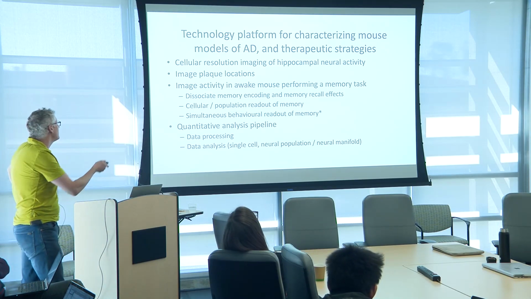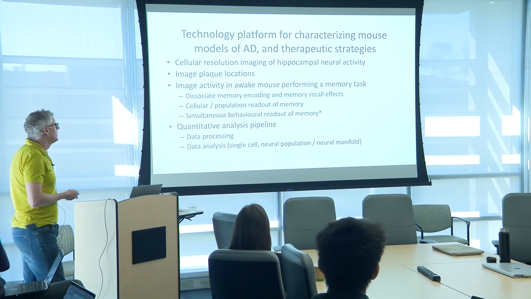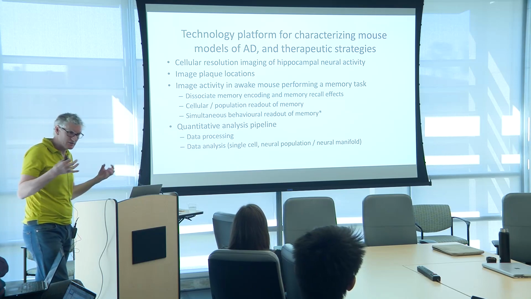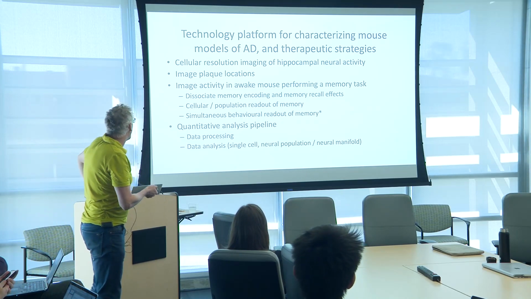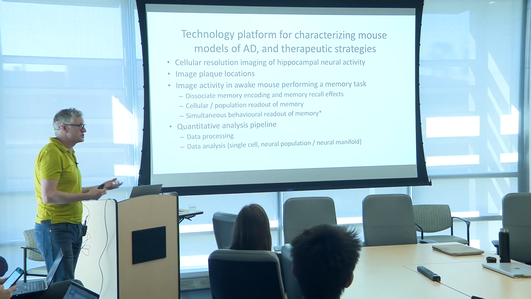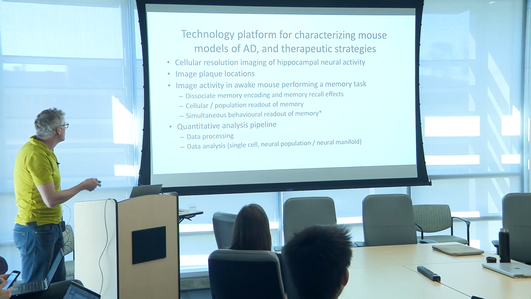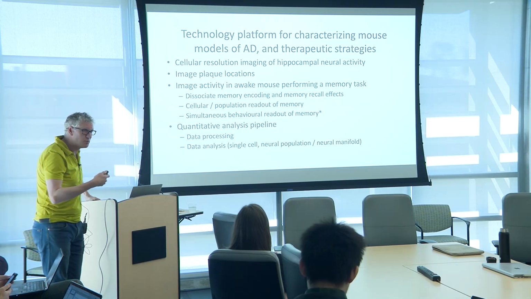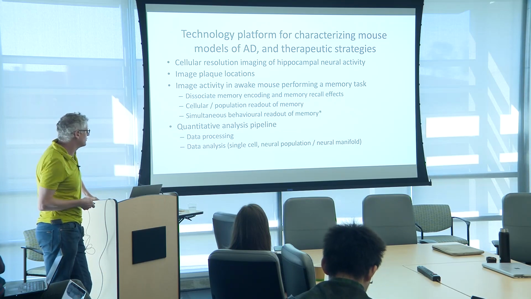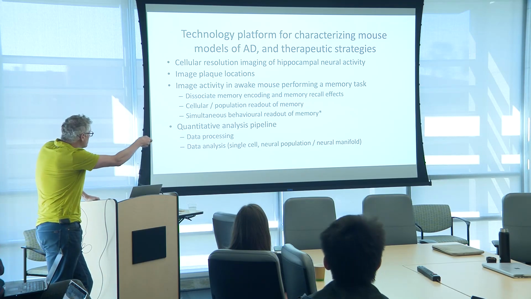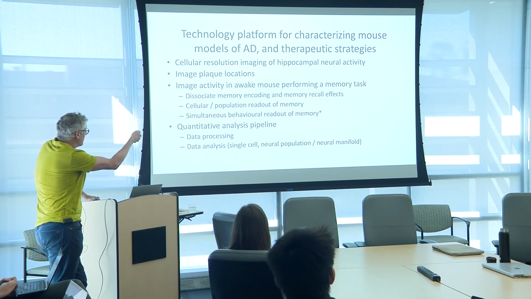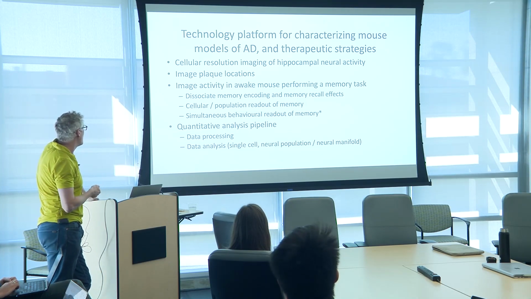We need, in my view, cellular resolution imaging of neural activity, including in the hippocampus, which has the inconvenient thing of being deep, to be able to image plaque locations as well as functional signals in cells, and to do this in an awake mouse while it's performing a memory task. That's fairly important, and I think that's the bit that hasn't been done very much yet. It hasn't been done in the Alzheimer context, in fact.